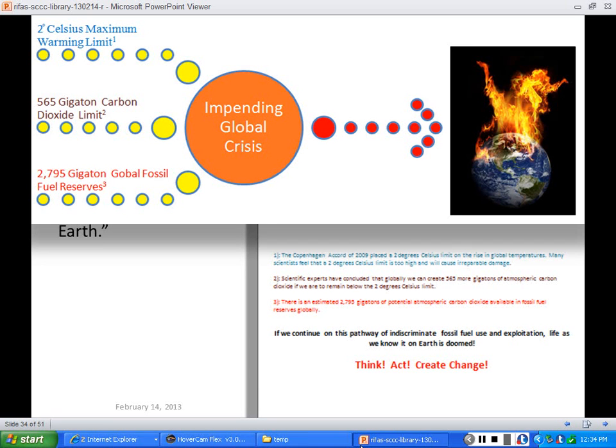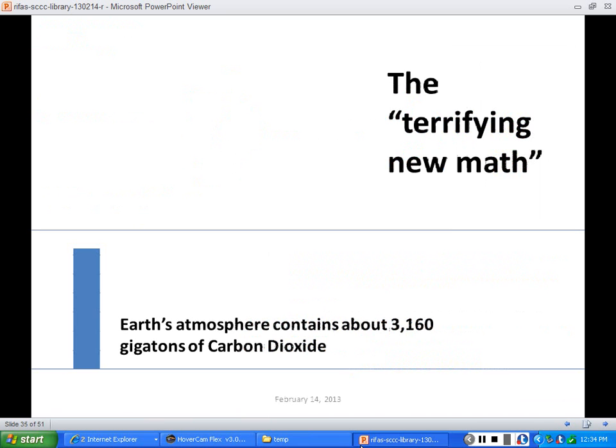So, as I did in 2008, after seeing what everyone else had done, I sat down and tried to figure out how I would explain graphically what was going on in this article. The terrifying new math. I started out by drawing a bar representing Earth's atmosphere, which contains about 3,160 gigatons of carbon dioxide, which was not in the article, but which I thought was necessary for context.